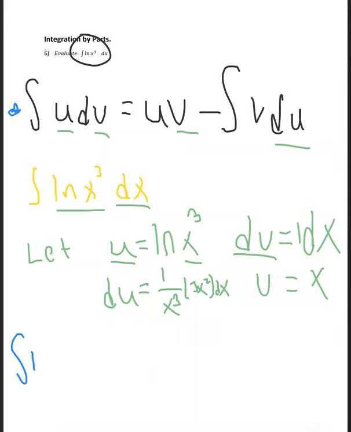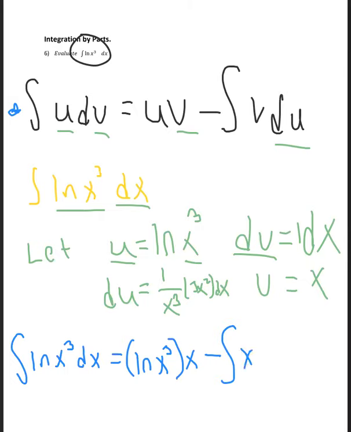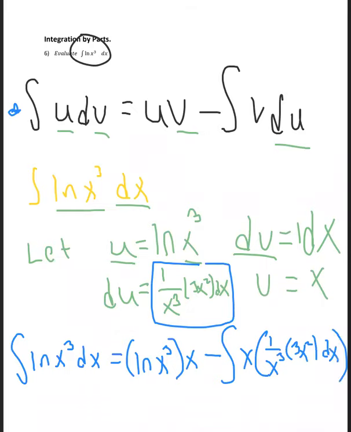So the integral of ln of x cubed dx is u times v. U is ln of x cubed, v is x, minus, remember the minus, the integral of v, which is x, du. This is all of du, so we're going to write it: 1 over x cubed times 3x squared dx. So let's start simplifying. I'm going to do it in black again.